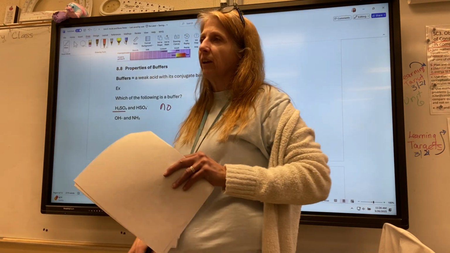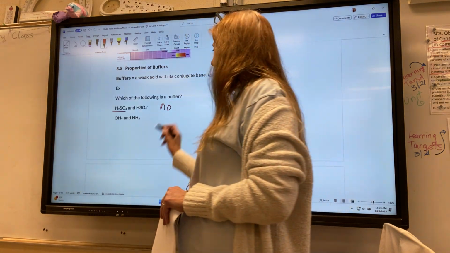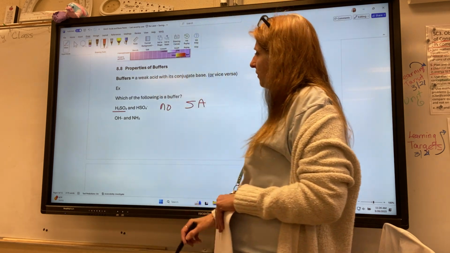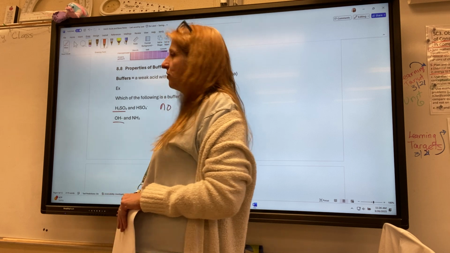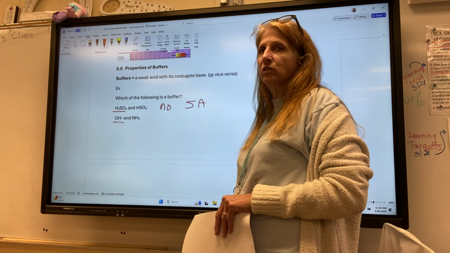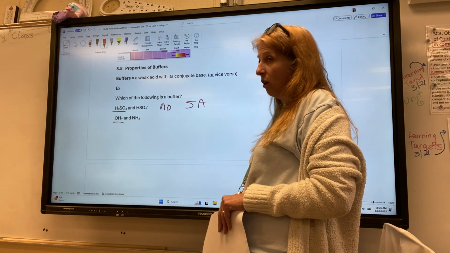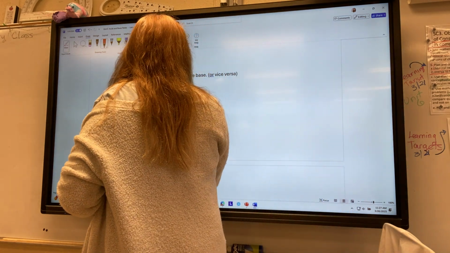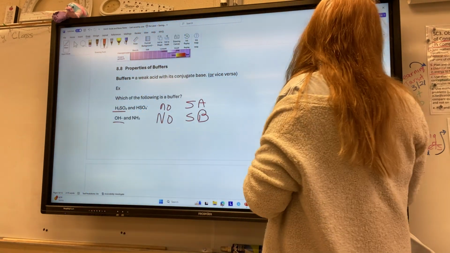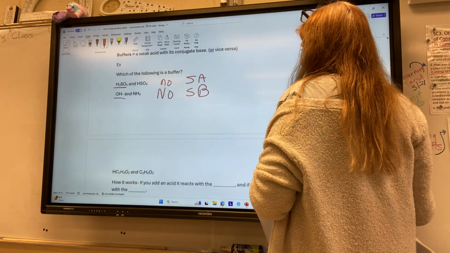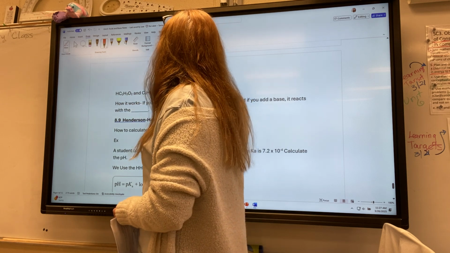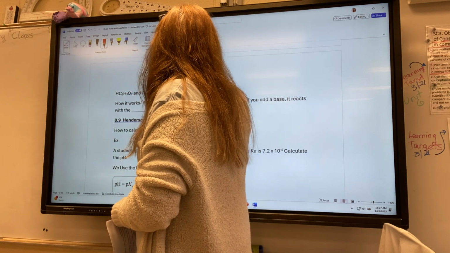H2SO4, is that strong or weak? It is strong. So this is a strong acid. It's got to be a weak acid. So that's not it. NaOH, strong or weak? Strong, right? So this is no. This is a strong base. It's got to be a weak one with its conjugate. Weak and a conjugate. So here, that's weak. That's its conjugate. Yes. That's what you're looking for.